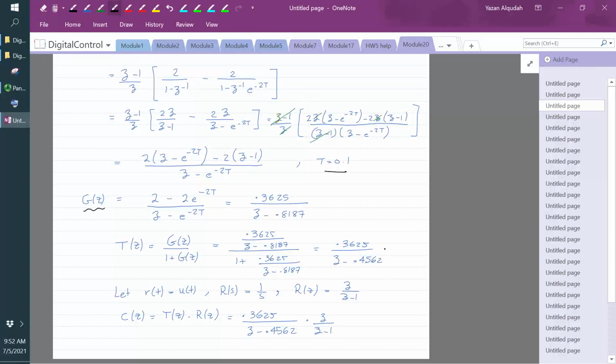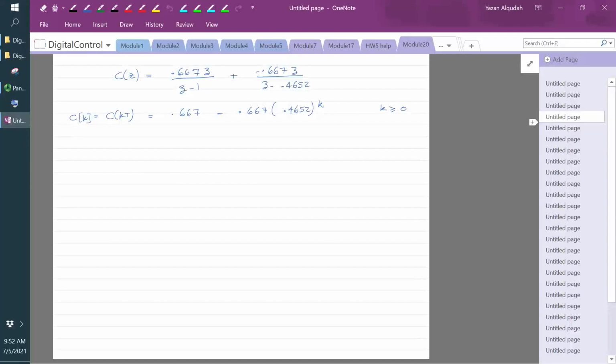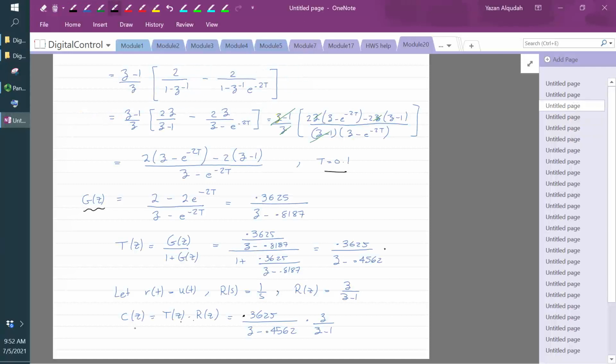Hopefully this sounds familiar, or with the exercises we've done, this makes sense. R of z is z over z minus 1. Then C of z is going to equal T of z multiplied by R of z, which is the transfer function multiplied by the input. Okay, so then we can calculate the inverse z transform if I want to calculate the output.